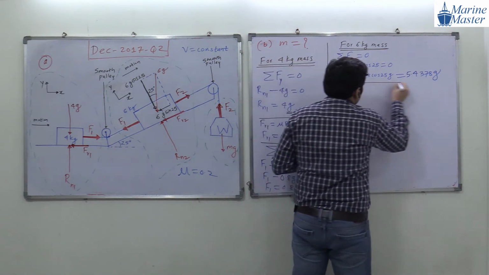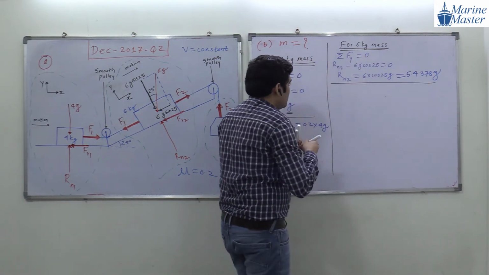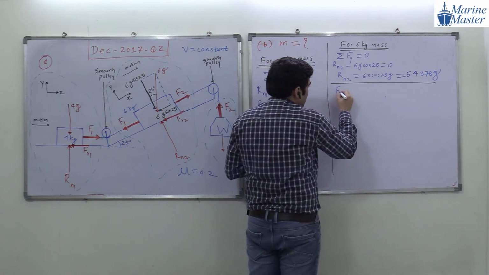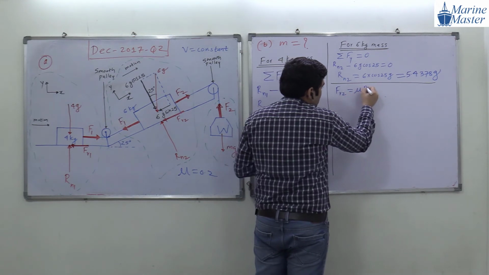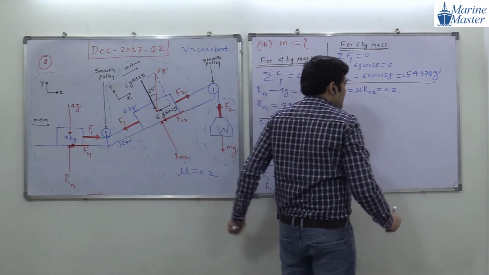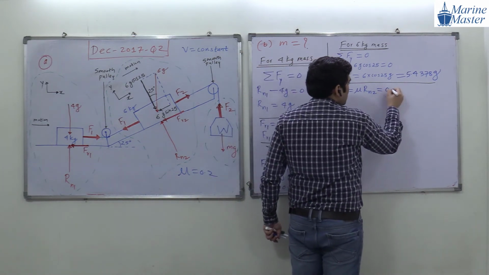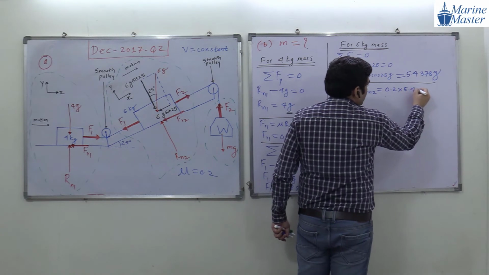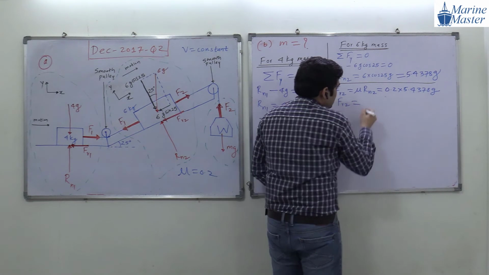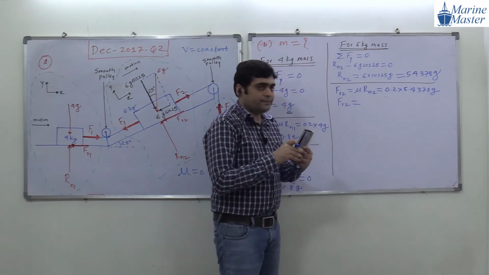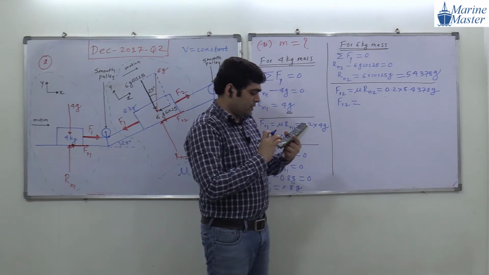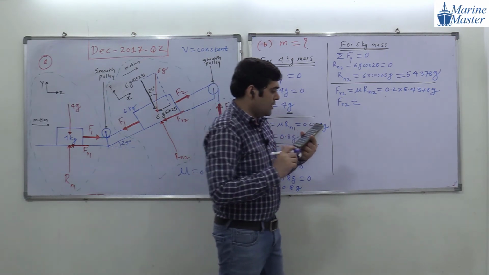G. Then by using Rn2 what are we going to do? We are going to calculate what? FR2. FR2 will be what? Mu into Rn2. Mu is how much, guys? 0.2. They have given us mu here. 0.2 into 5.4378 into G. So we got what, guys? FR2. See the scenario here. Very simple story. So 0.2 into 5.4378. 1 point how much, guys?